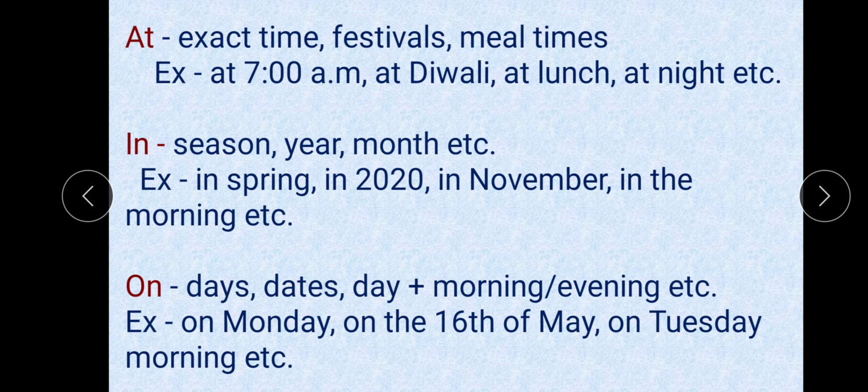Next, on. We use on before days. We always say on Monday, on Tuesday, or on Saturday. Before dates also we use on, like on the 16th of May. Or when we say a day with a time of the day like morning or evening, in that case also we use on, like on Tuesday morning.